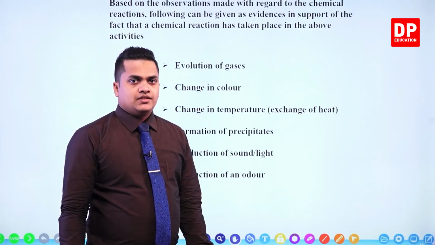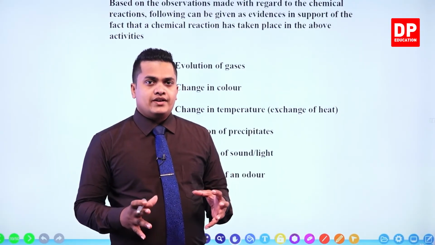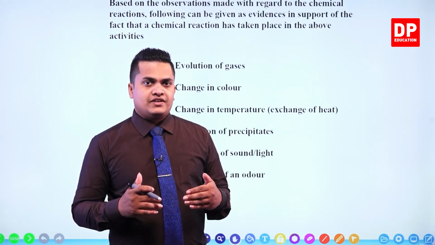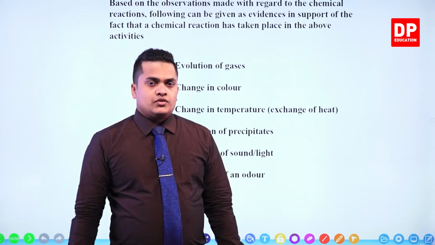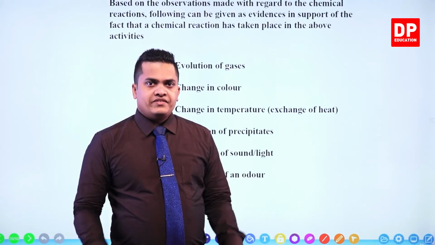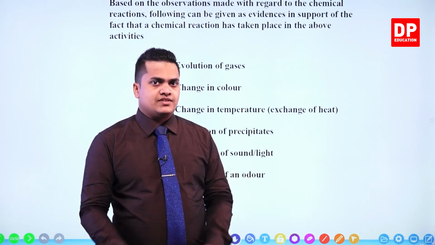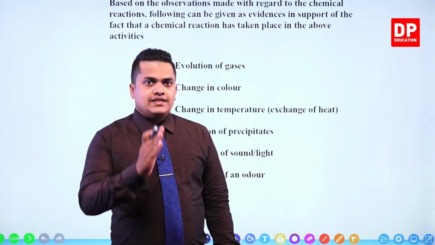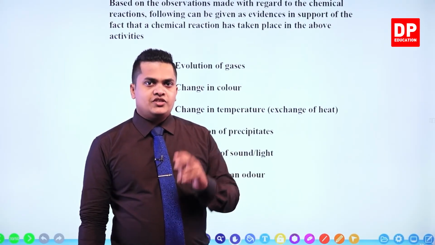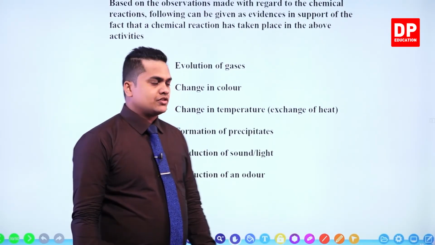Next one, change in color, right? In the earlier activity, when we added an iron nail to the copper sulfate solution, the blue color of the copper sulfate solution reduces. So decrease in color or increase in color or change into a different color. Whatever the situation, if the color changes within the system after adding several substances together, then that system has undergone a chemical change. So change in color is also a good example to show a chemical change.